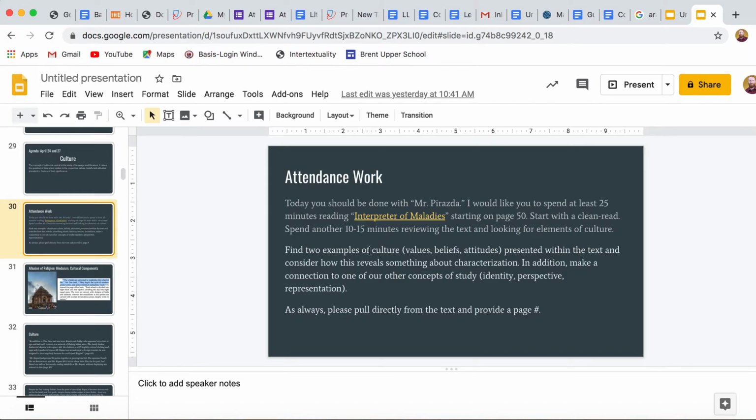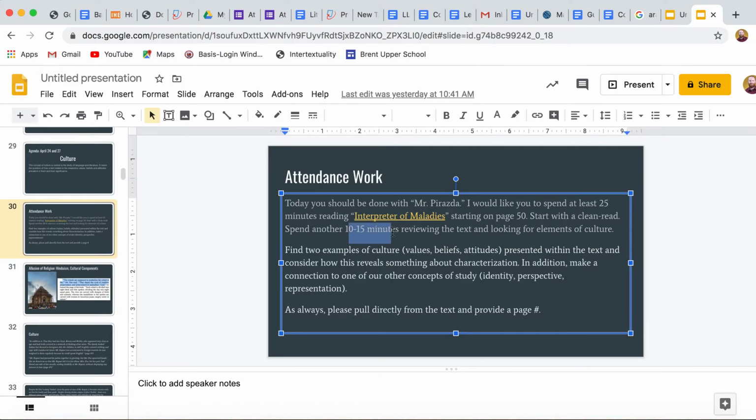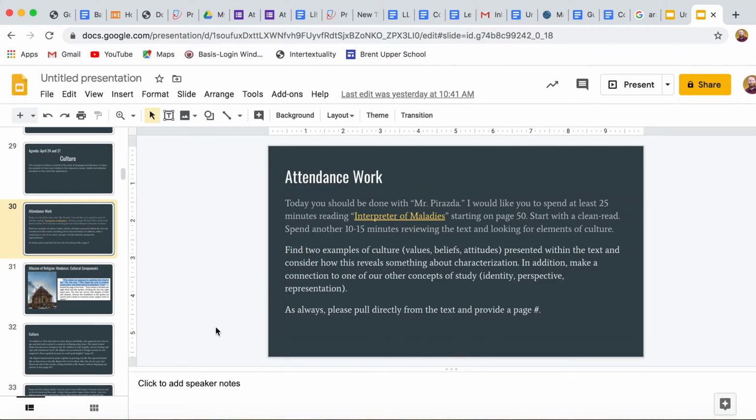Okay. Once you've spent 25 minutes reading, then I'd like you to go back and spend about 10 to 15 minutes looking through for cultural elements like views, beliefs, and attitudes. Find two examples of culture and present them with the text. Think about how this reveals something about characterization or maybe something about the society that they come from. In addition to that, start thinking about how you're making connections to things like representation or identity or maybe perspective. As always, pull directly from the text when you're doing your attendance work and make sure that you provide a page number.